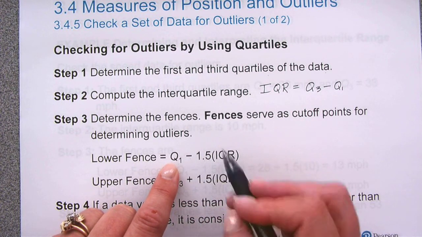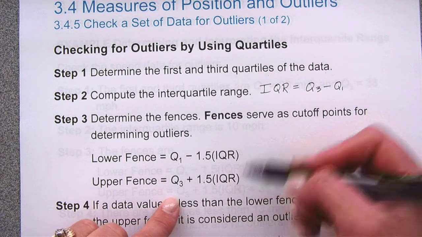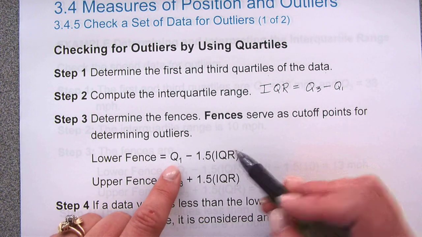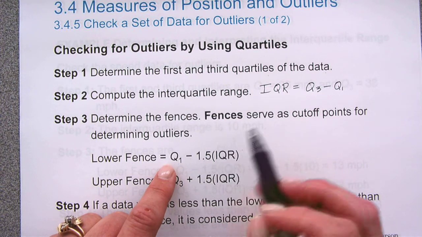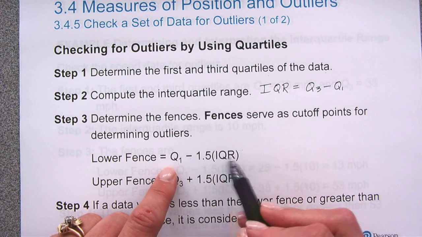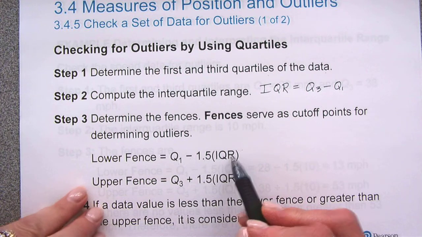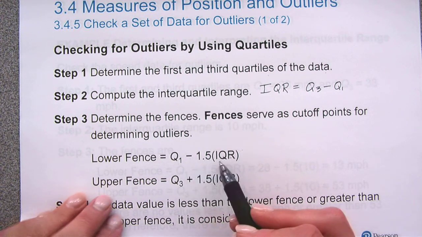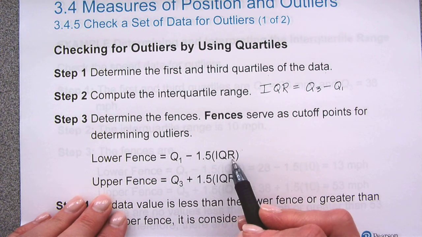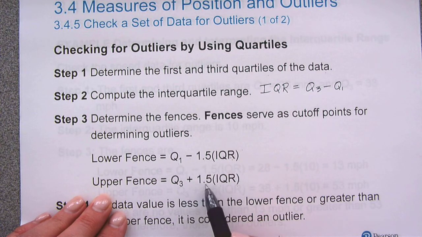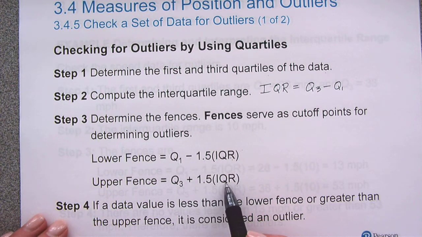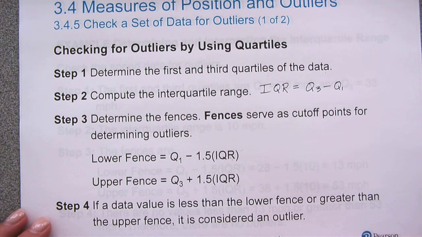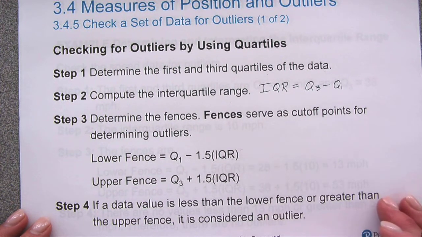So you're going to want to put these on your card, okay? You're going to first calculate Q1 and Q3, then calculate your interquartile range. Then Q1 minus 1.5 times your interquartile range is your lower fence, and Q3 plus 1.5 times your interquartile range is going to be your upper fence. If your data value is less than your lower fence or greater than your upper fence, it's going to be an outlier. Any questions on that?